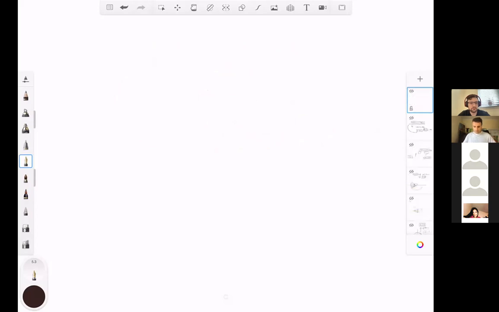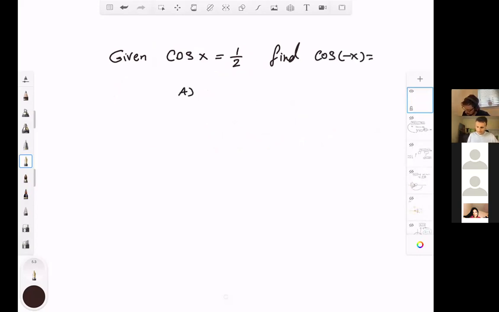Let's have the same question about cosine. Given cosine of x equal to 1/2, find cosine of negative x. Is that A, 1/2, B, negative 1/2?